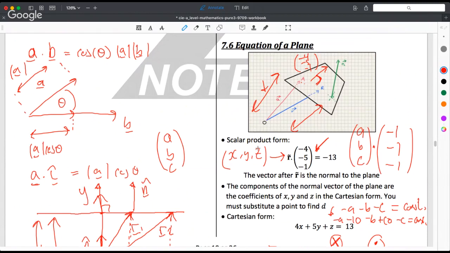One thing: when you were doing R times N equals the distance, what are we actually calculating by doing a vector that's with a point on the plane times the unit vector?